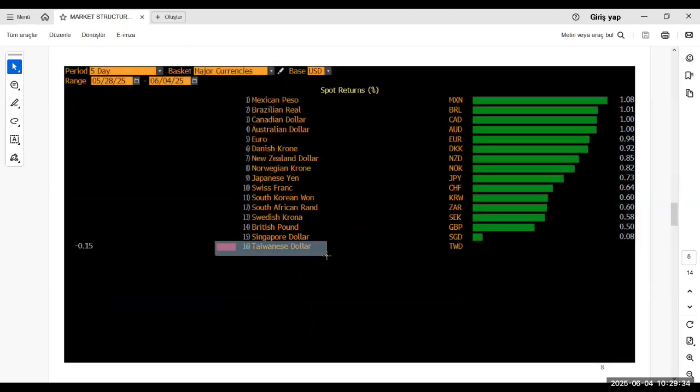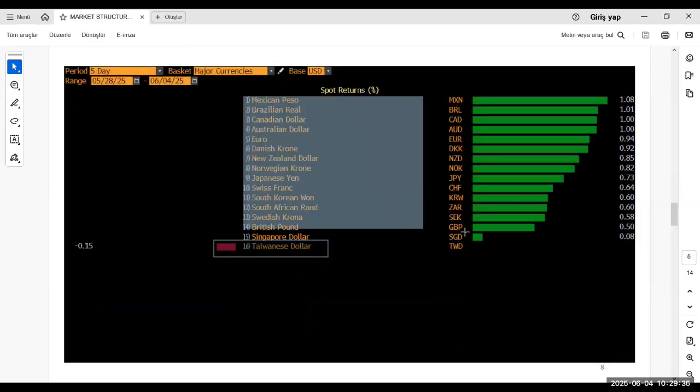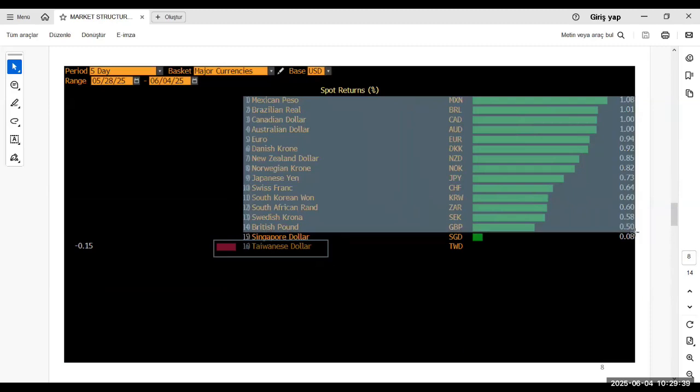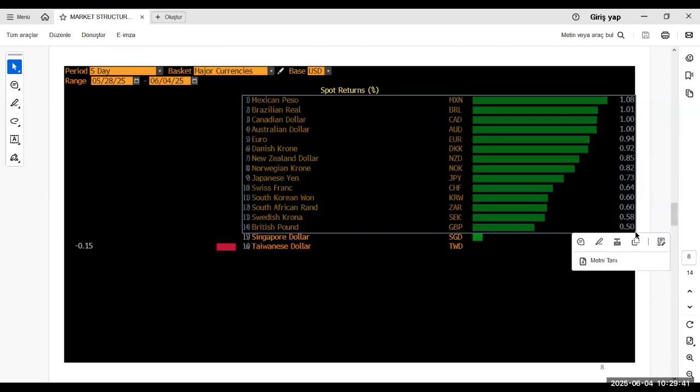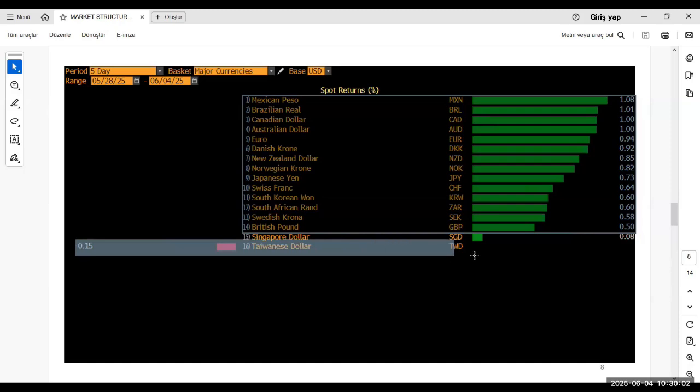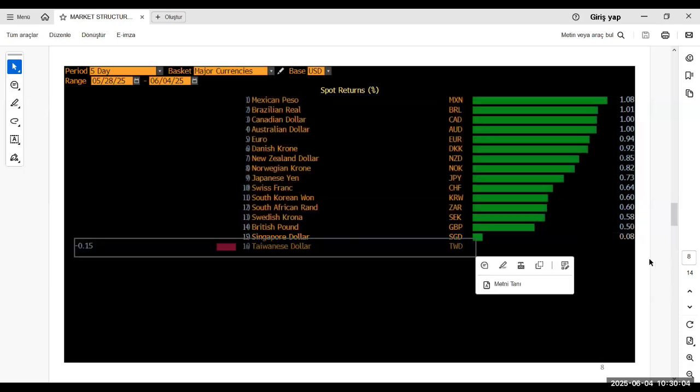Except the Taiwan dollar, almost all major currencies are appreciating against the United States dollar. Why? Trump wants this, right? Trump's policy is trying to depreciate the United States dollar. This is the new US administration's policy, and the dollar is losing strength against currencies all around the world, except the Taiwan dollar. Okay, for the major currencies. Let's look at an alternative scenario.